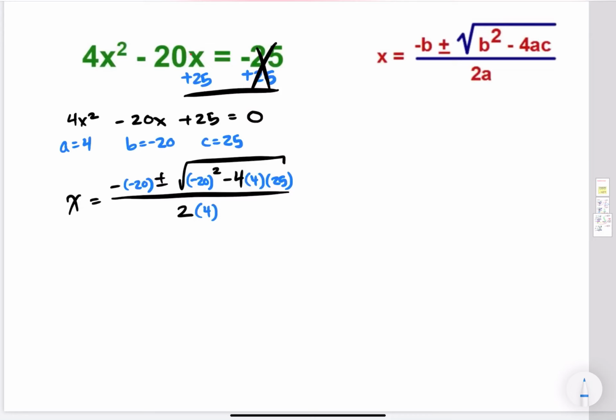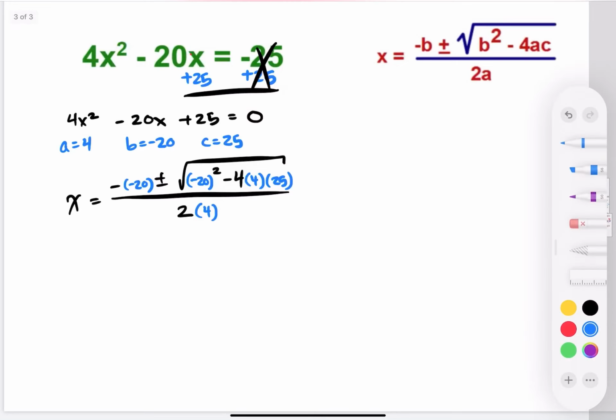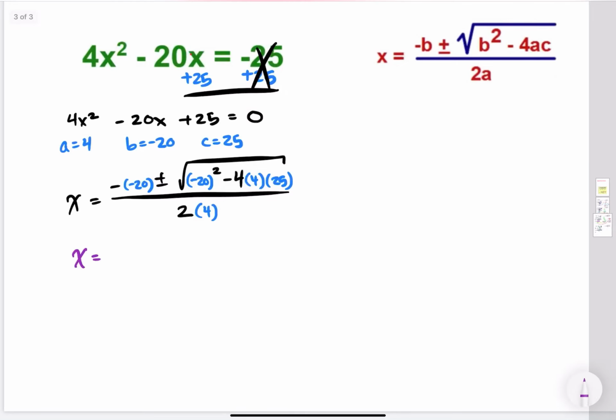Now all we got to do is simplify each part. So now I'm going to go ahead and simplify the first part. X is now equal to a negative 20 means positive 20. Negative 20 squared is going to give me 400. So negative 20 times negative 20 is positive 400. And negative 4 times 25 happens to be negative 400. And all of this is over 2 times 4, which is 8.